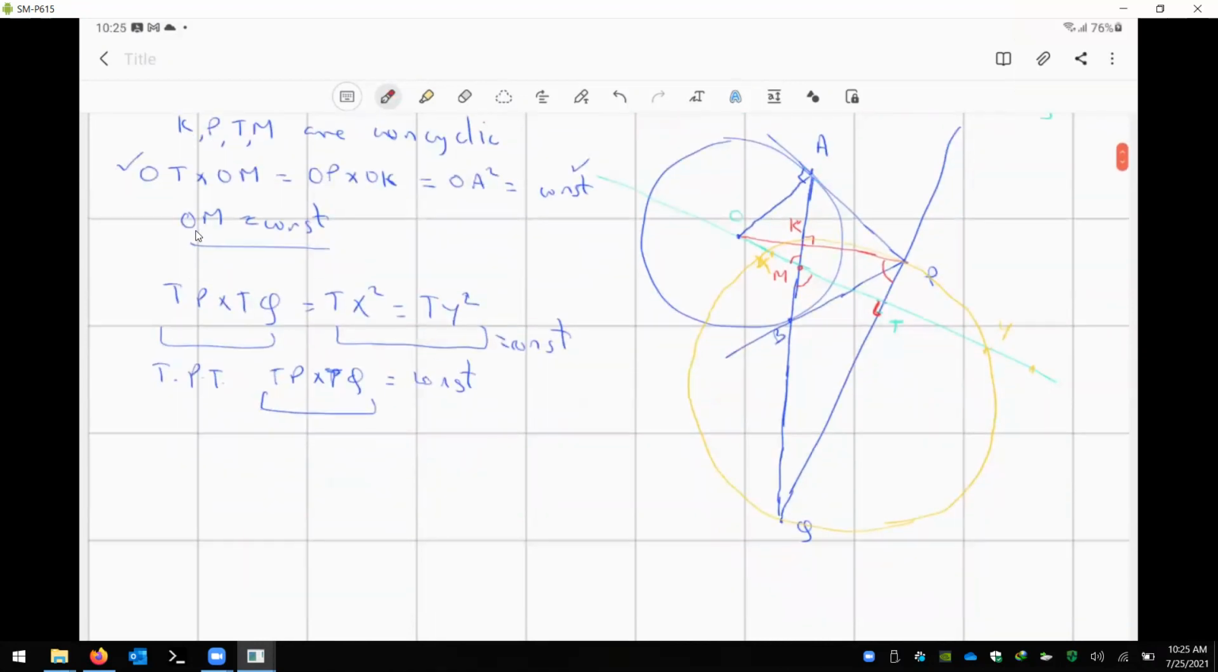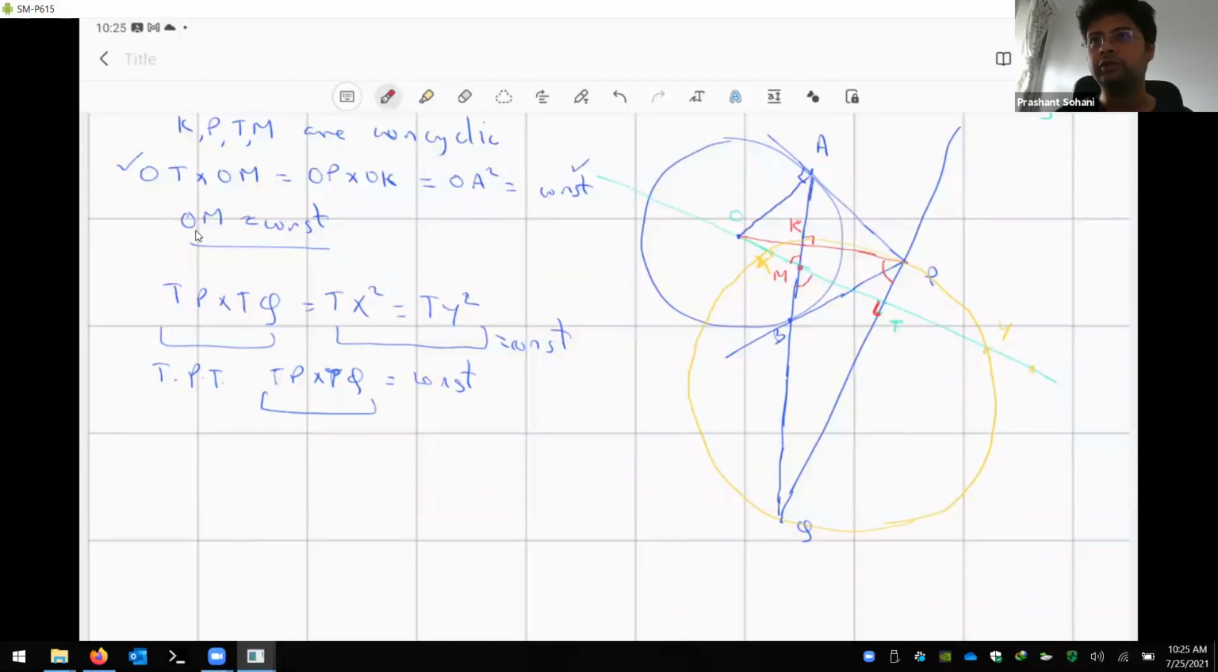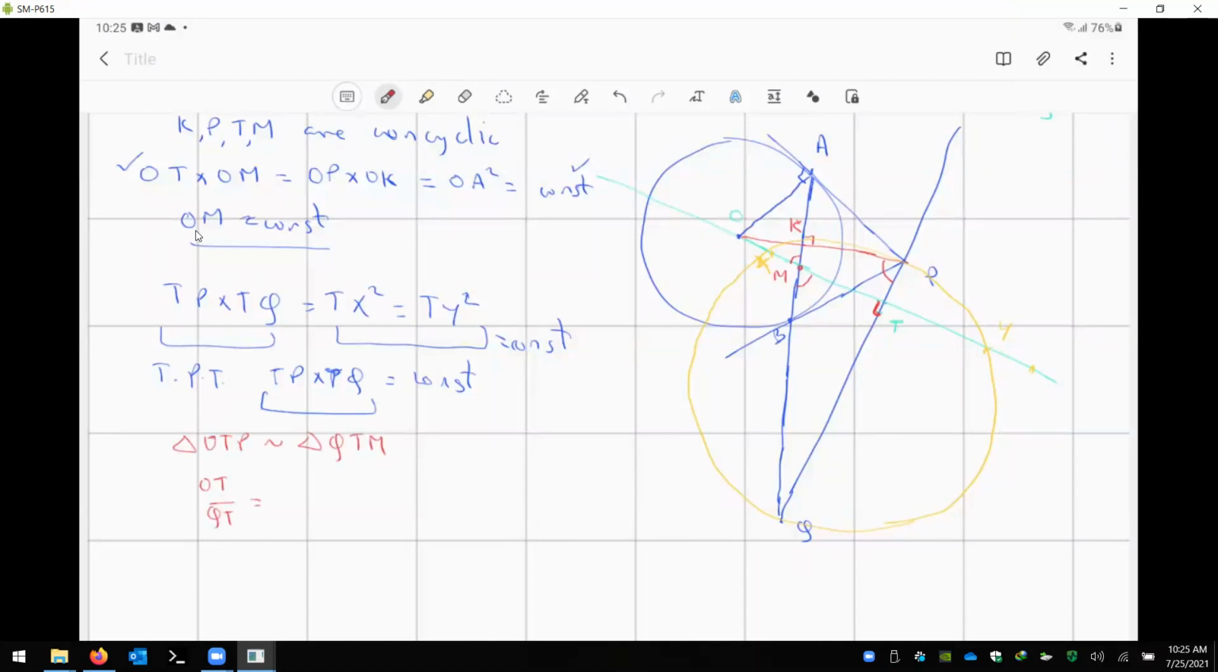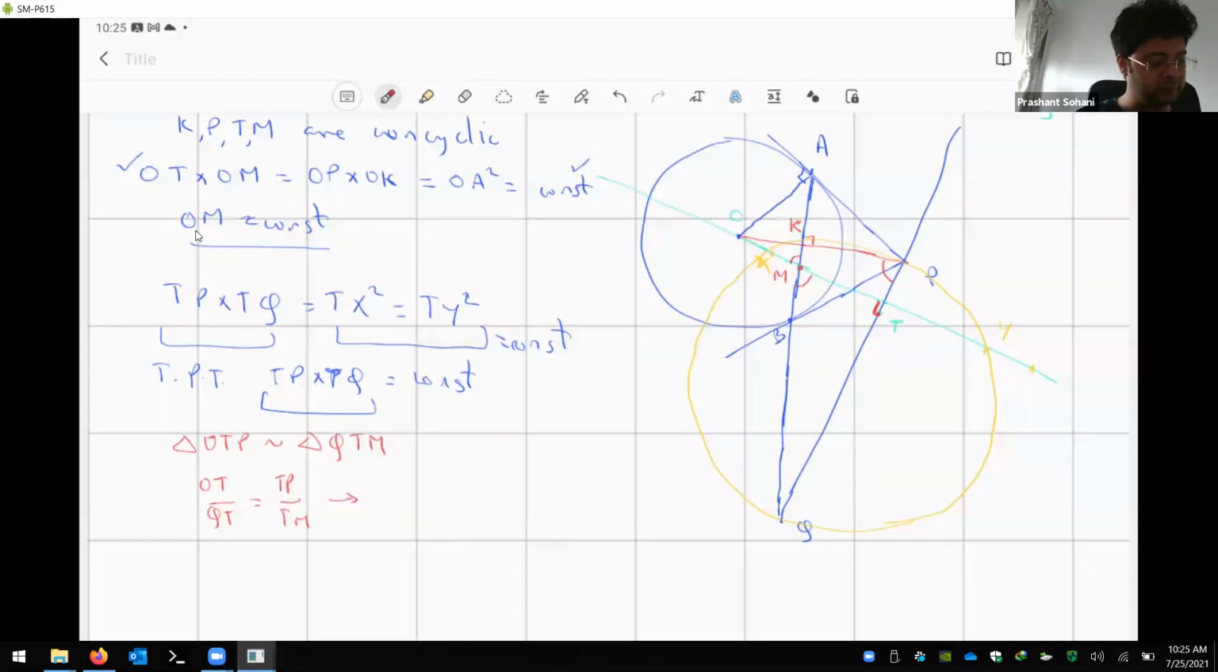OTP and MTQ, or rather I should say QTM. Triangle OTP is similar to triangle QTM. Out of this I can extract TP into TQ by taking the right ratios. So here I can take OT upon QT equal to TP upon TM. So what does that give me? TP into TQ equal to OT into TM.